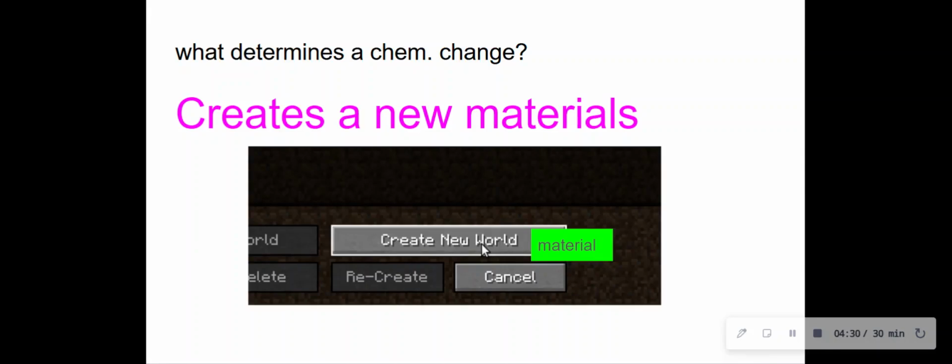And again, the definition of a physical change is a change that alters a material without changing its composition. And chemical change is a change that changes the composition of a substance.